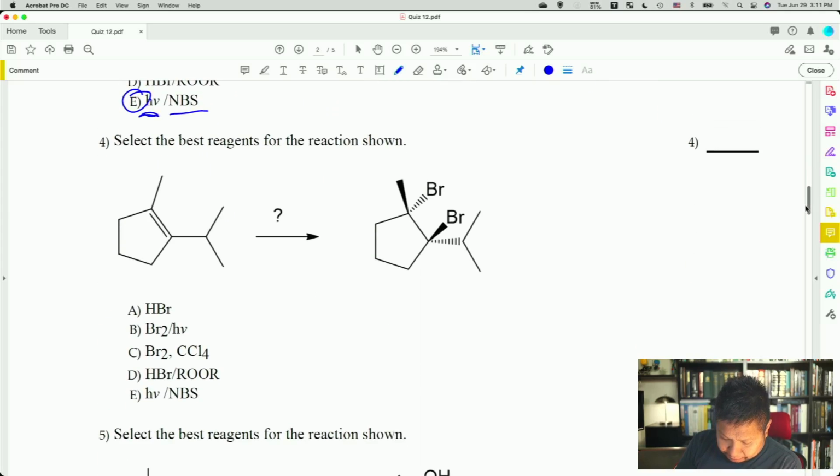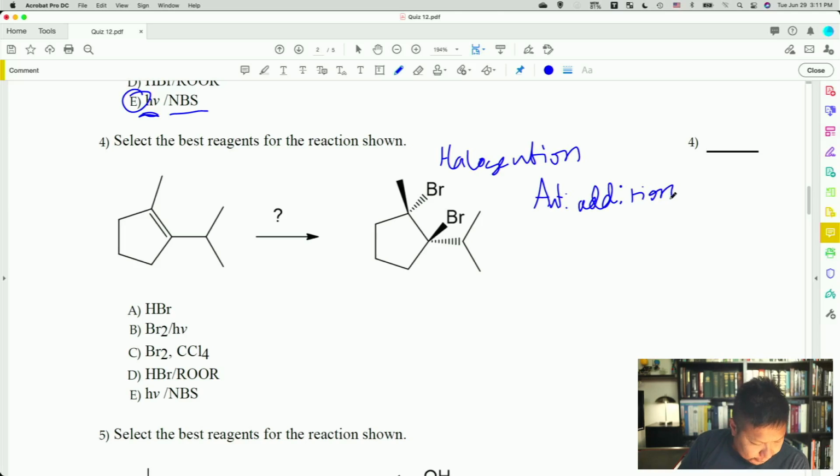Next, what is the best reagent for the reaction shown here? We have anti-addition in the halogenation here. So this is a regular old halogenation, which also always results in an anti-addition. And so to do that, we would use bromine gas in carbon tetrachloride.